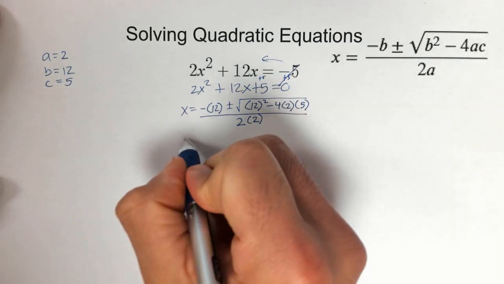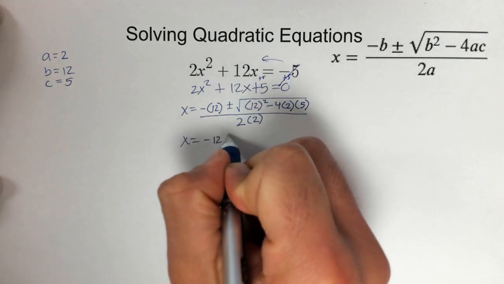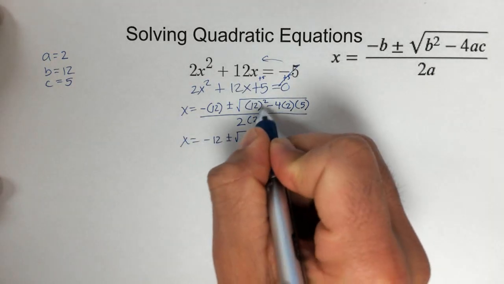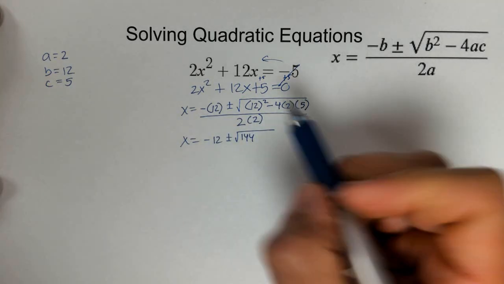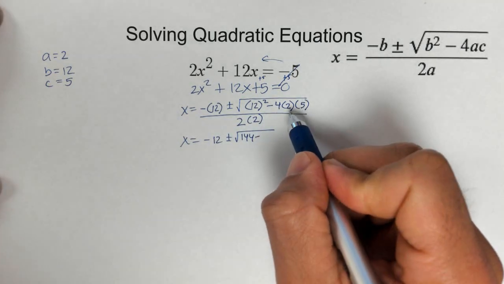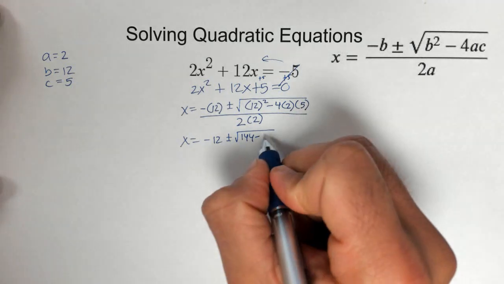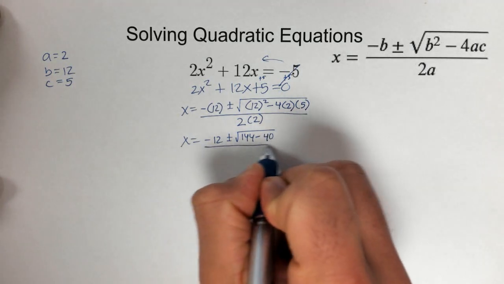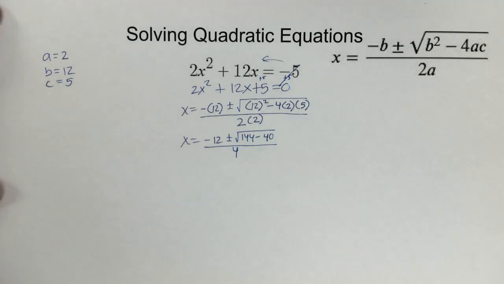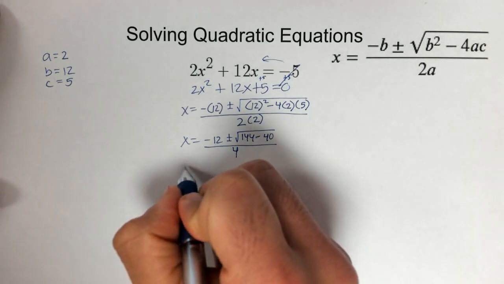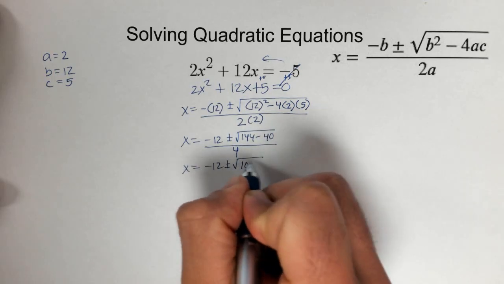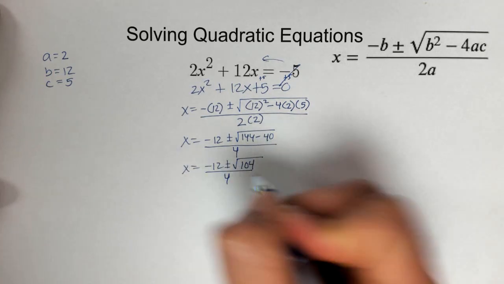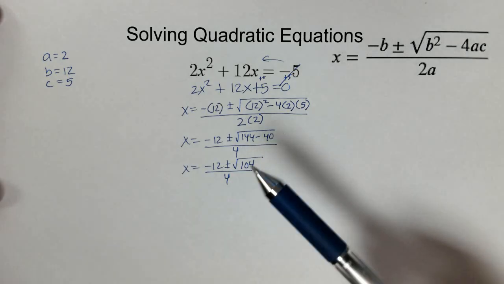So let's see. X equals negative 12, plus or minus the square root of 12 times 12 is 144, minus 4 times 2 is 8, times 5 is 40, divided by 4. 144 minus 40 gives me the square root of 104 divided by 4. Now, does 104 have a square root?